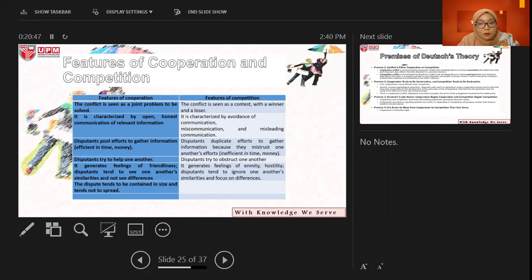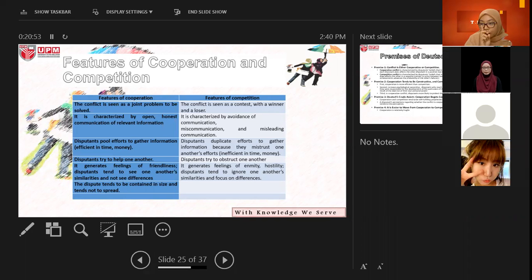Okay. So features of competition, the conflict is seen as a contest with a winner and loser. Meaning that when you enter into a negotiation table, then you see that you can win the conflict. So you are confident with yourself that I can win the conflict, I can win this competition. So that's why you see there will be a winner and loser in that situation.